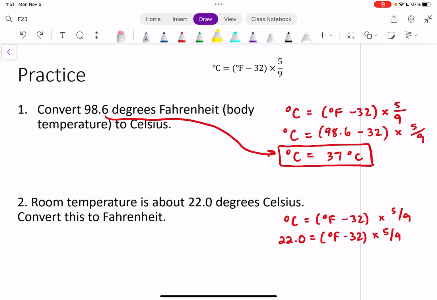That's going to give us 39.6 equals degrees Fahrenheit minus 32. Now we've got to add that 32 to both sides. So 39.6 plus 32 is going to give us 71.6. So degrees Fahrenheit equals 71.6. Oops, my box covered my answer there. That is the temperature in Fahrenheit of 22 degrees Celsius.